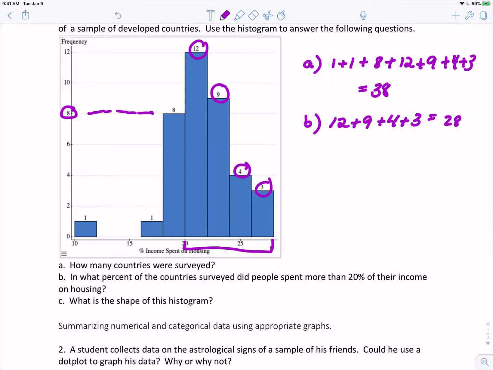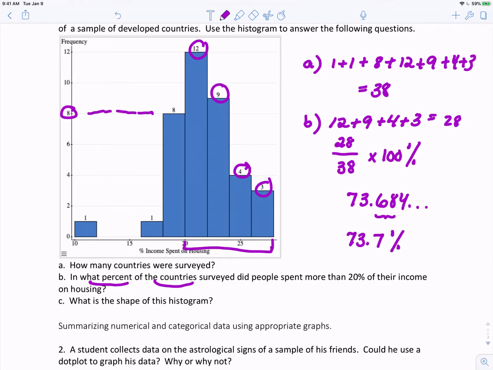Now we have to be careful because the problem asked us to make that into a percent of the countries. So it's 28 out of 38 countries. And to change that to a percent, we simply multiply it by 100%. So you do that using a calculator. So 28 divided by 38 times 100% gives us 73.684, and then there's some more numbers, but usually we just round it off to 1 decimal point. And so that would be 73.7%.